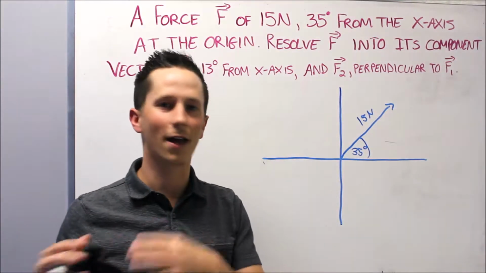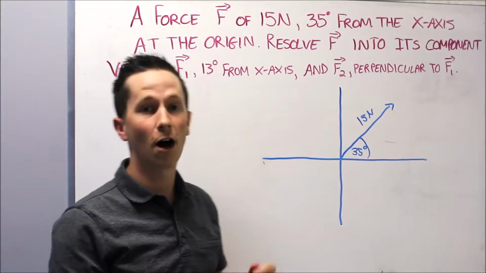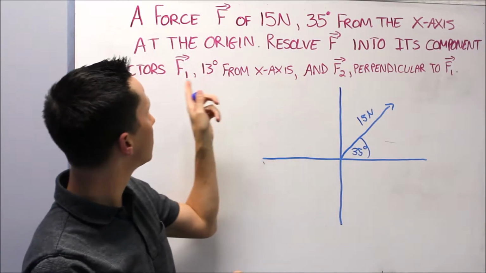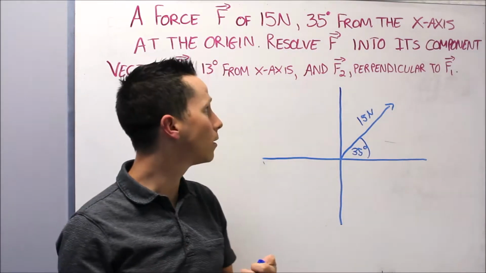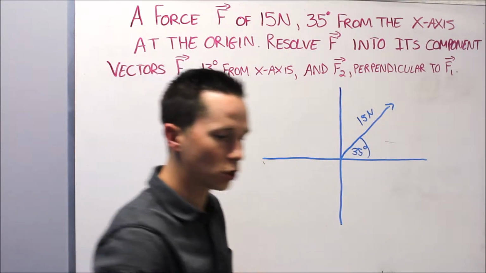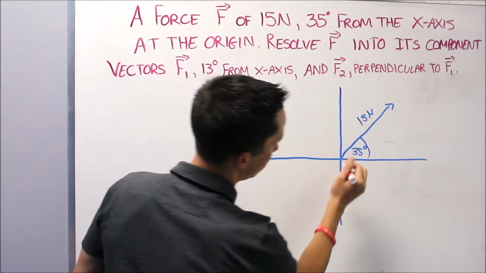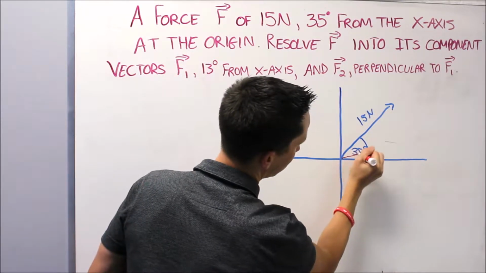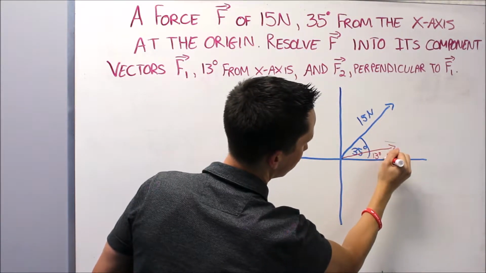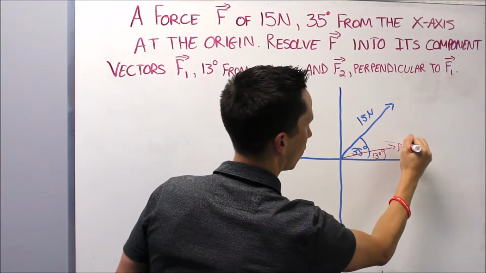So we're used to doing that along the x and the y-axis, but this is off of two other vectors and they give us these directions. So the first one is F1, and they say that's 13 degrees from the x-axis. We don't have the magnitude for that. So I'm going to draw F1 in here. It's 13 degrees from the x-axis. Something like that, where this is 13 degrees. And we'll call that F1.